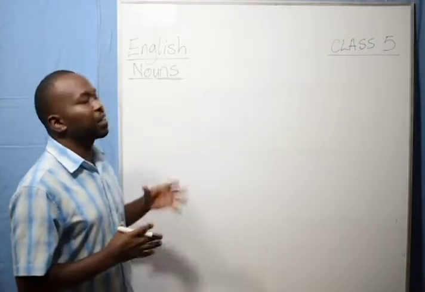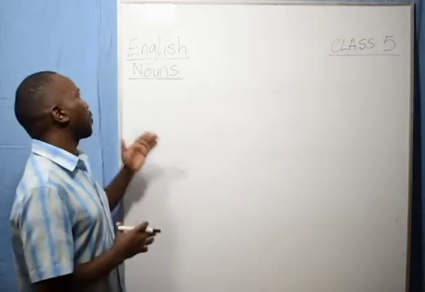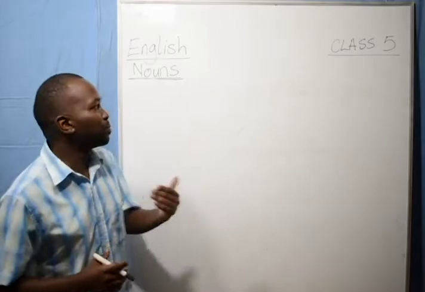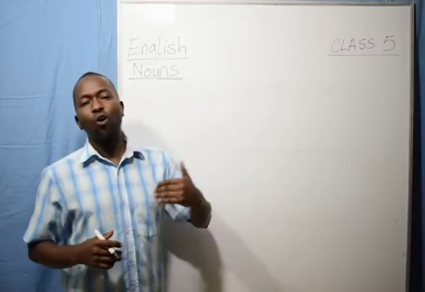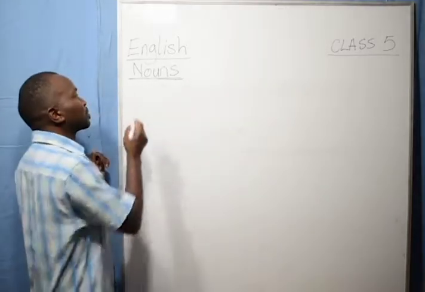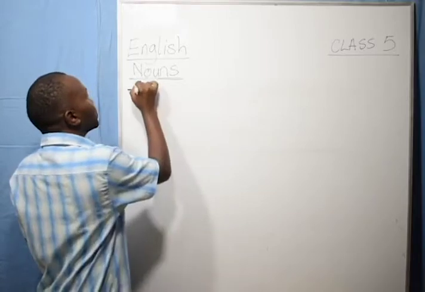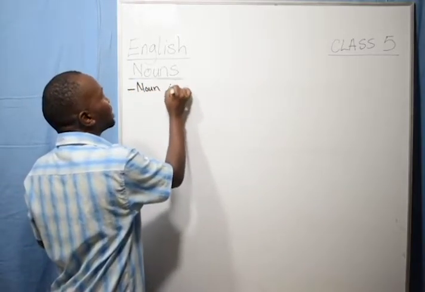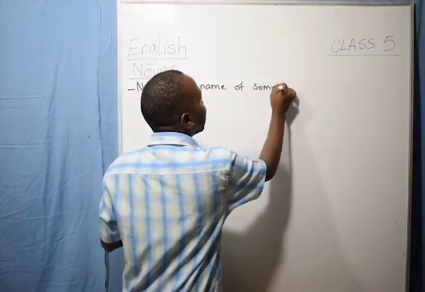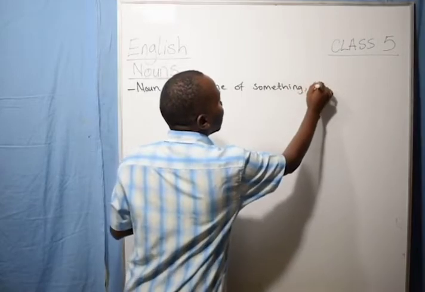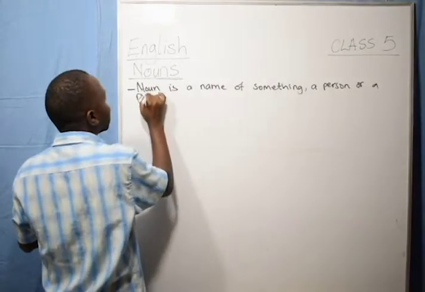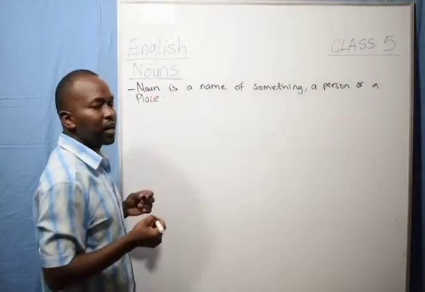Now, from the previous lesson, we had already started looking at nouns, and we looked at several categories of nouns. But before we go on, can somebody remind us what we said nouns are? Very good. So we said a noun is a name of something, a person, or a place. Very good. So that is what we said a noun is.